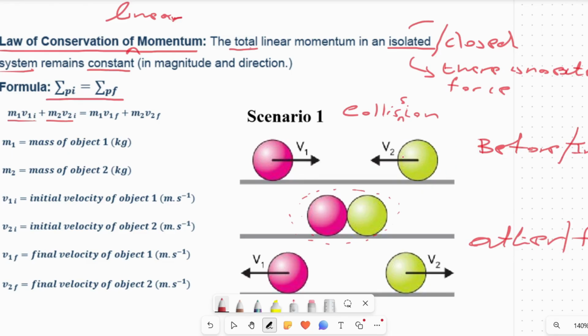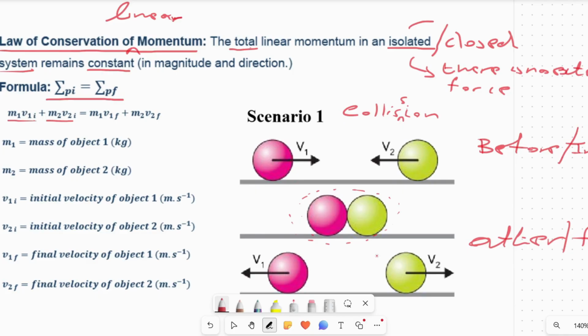Before they interact, what is the momentum of object number 2? What is the momentum of object number 1? Then after interaction, we are focusing on that. What is the momentum of object number 1 after the collision? What is the momentum of object number 2 after the collision?